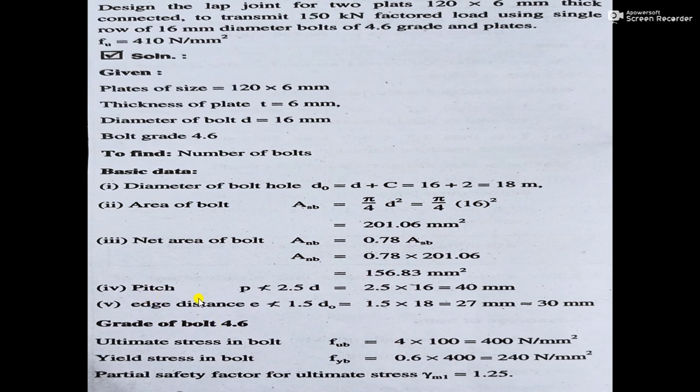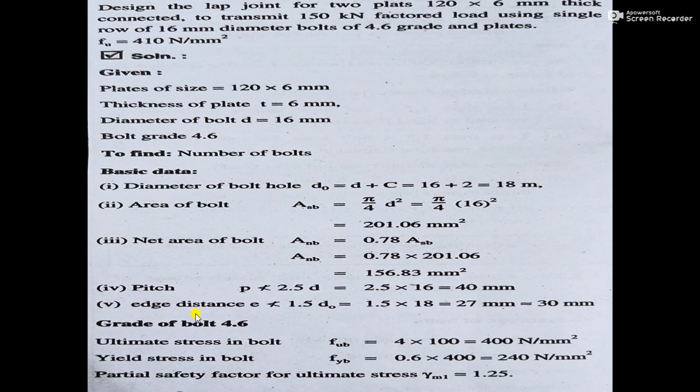Then pitch. This pitch should not be less than 2.5 dn. Dn is the nominal diameter, you simply say D. Here nominal diameter is given as 16 mm, that is 2.5 into D, that is 2.5 into 16, that is equal to 40 mm. So we have calculated the pitch, we have calculated ANB, that is net area of bolt, we have calculated the hole diameter or gross diameter as 18 mm. These are the required values.